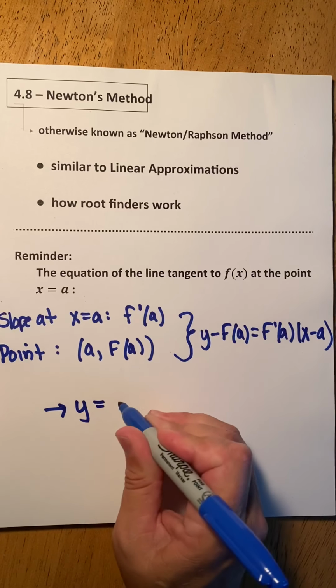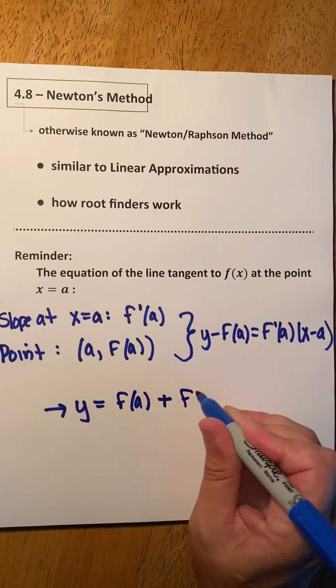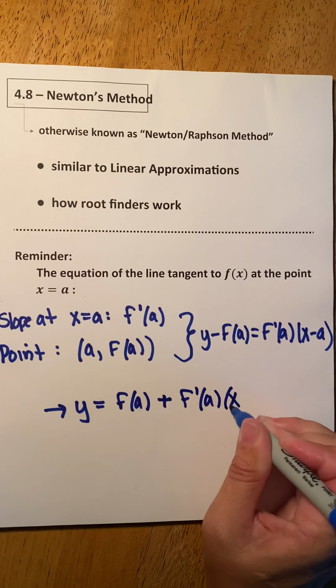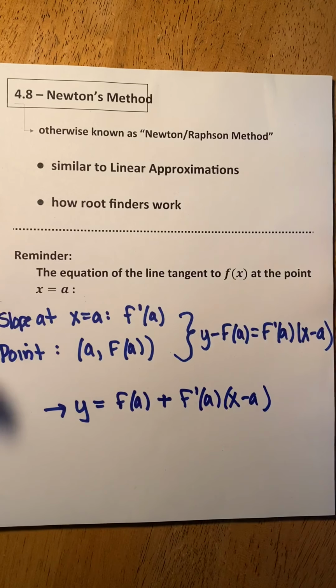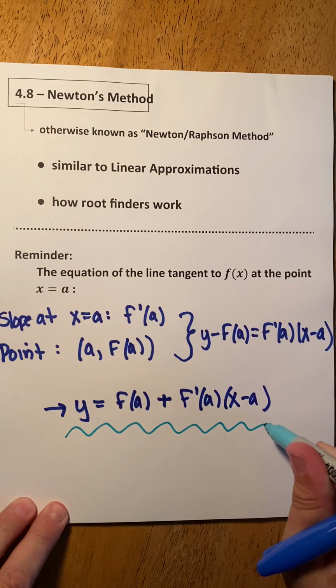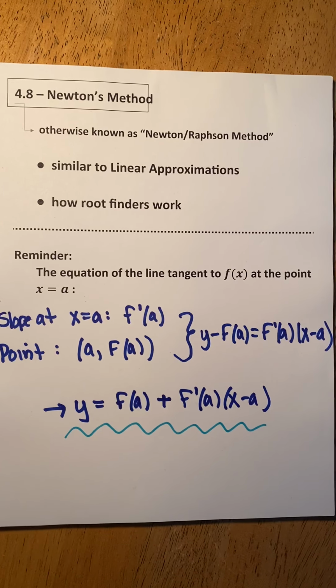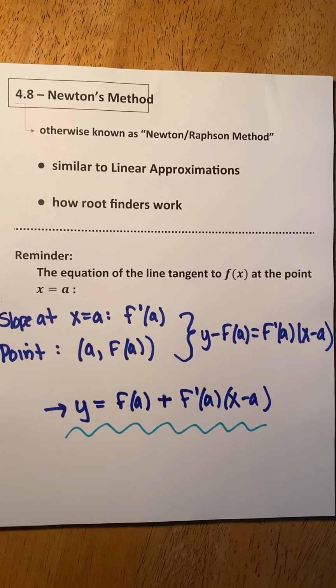We get y equals f of A, just bringing that over to the other side, plus f prime of A times x minus A. So this is the tangent line approximation, or the linear approximation of the function f of x at the point x equals A. It's also the equation of the line tangent to the curve at this point. They share that point. All right, so what are we going to do with this?